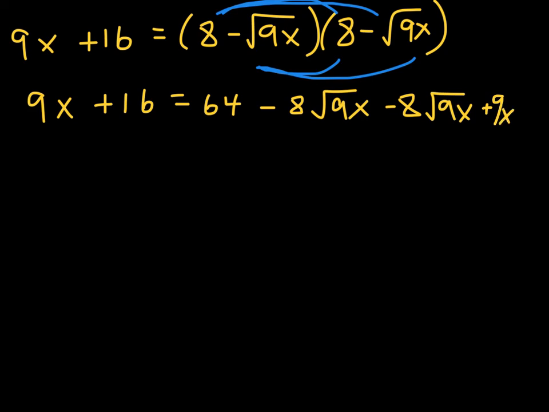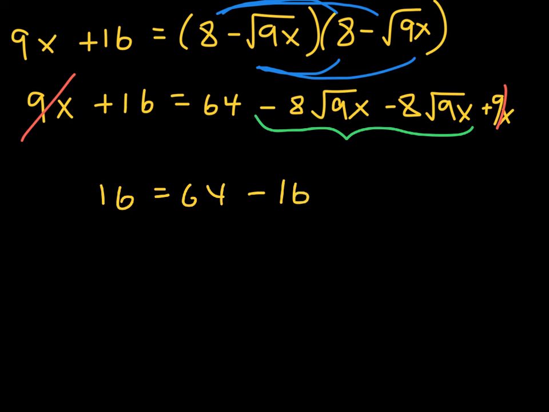Okay? Now notice a few things. 9x and 9x cancel, right, everybody? Furthermore, please notice that you are still left with some radicals. Actually, these two radicals are like radicals. Do you remember that? Like radicals should be combined by adding their coefficients: negative 16 times the square root of 9x. So this is what you have at this point.